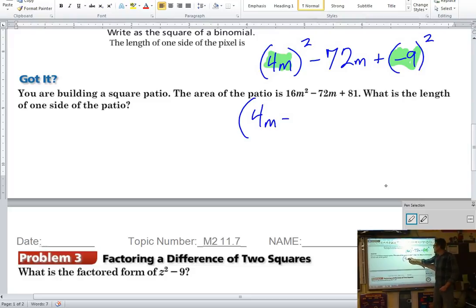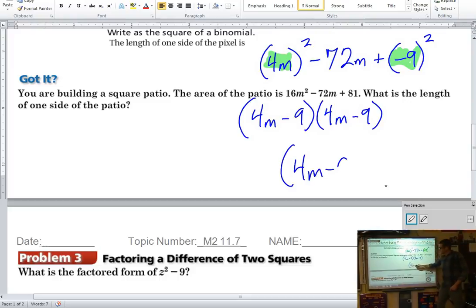So I'd have 4m minus 9, 4m minus 9. I wish I could still erase with my hand. That was really convenient. What's negative 9 times 4? Negative 36. And when you have another negative 36, we get negative 72. So this is (4m minus 9) squared.